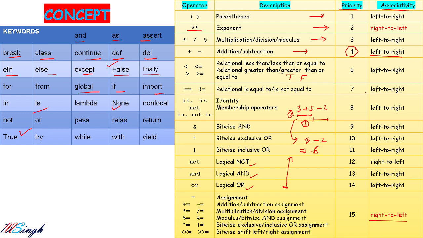Priority: if you have different operators, which one is going to be solved first is decided by the priority. Associativity: if operators of the same priority are present in the expression, then which one is going to be solved first is decided by associativity, which is left to right.